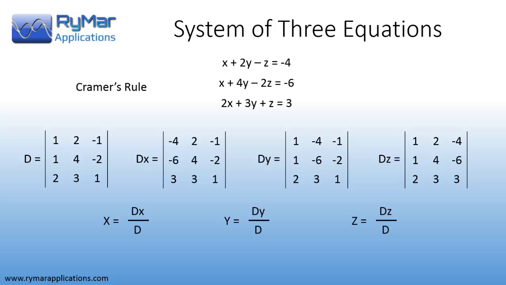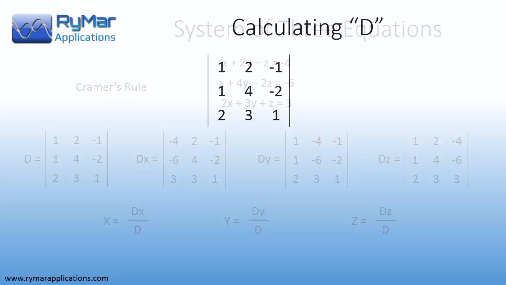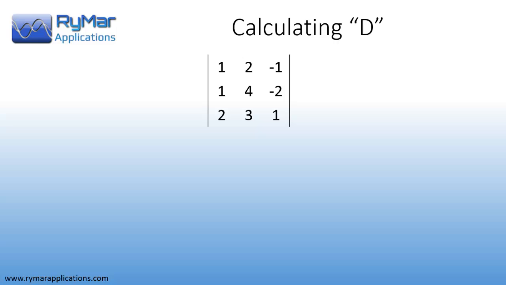And we're going to use the results of those determinants to find our x, our y, and our z. To find the value of x, we're going to take the results of the dx and divide by the results of the d. To find the y variable, we'll take the results of the dy and divide by d. And for the z variable, the results of the dz and divide by d. Now we'll go off and calculate the value for d.